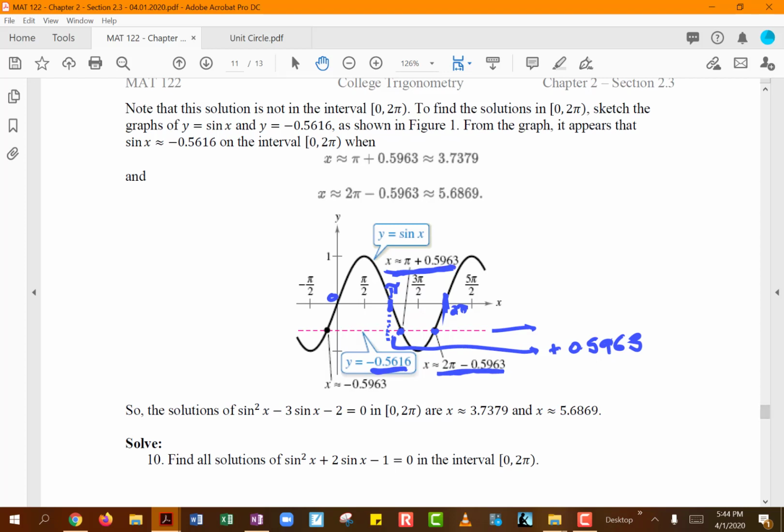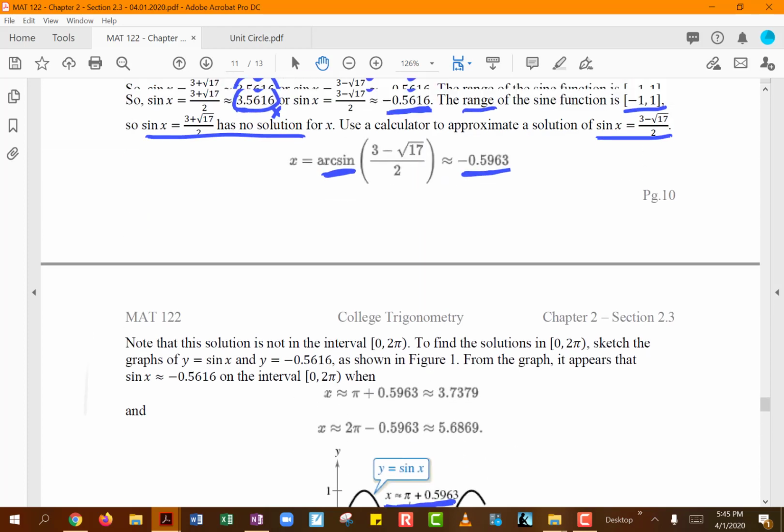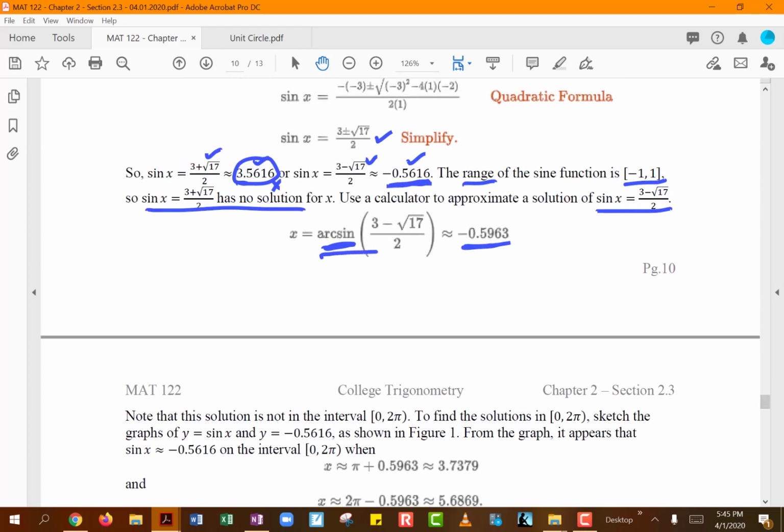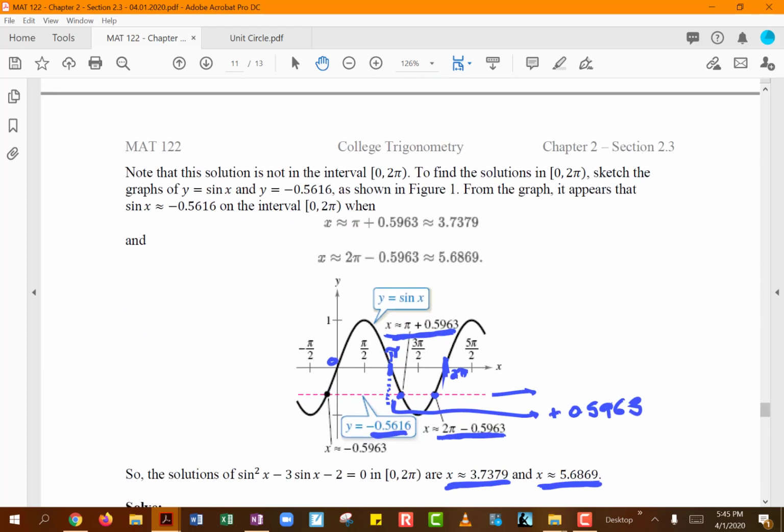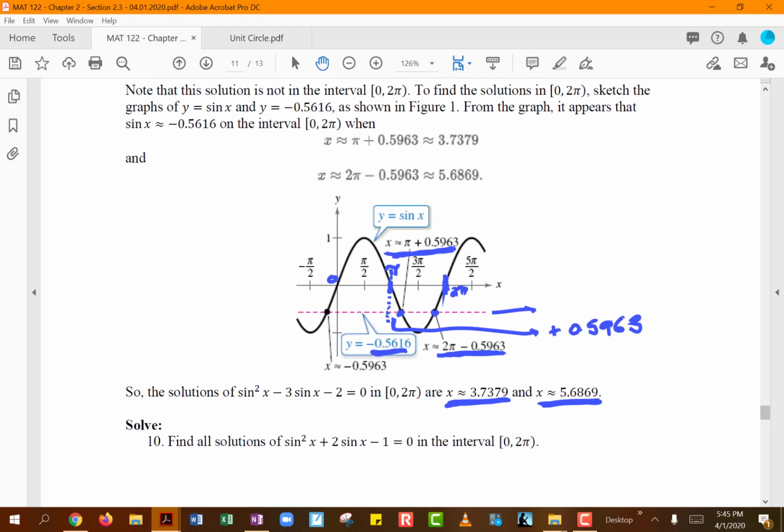And then of course you can put this in your calculator and find your decimal approximation. So that's coming out to be x equals 3.7379 and x equals 5.6869. In this case, since we have all these funky looking answers, we don't want to leave them as exact solutions, because your exact solution would be this arc sine of square root of 3 minus square root of 17 over 2. So to avoid that, we're writing our answers as decimal approximations.